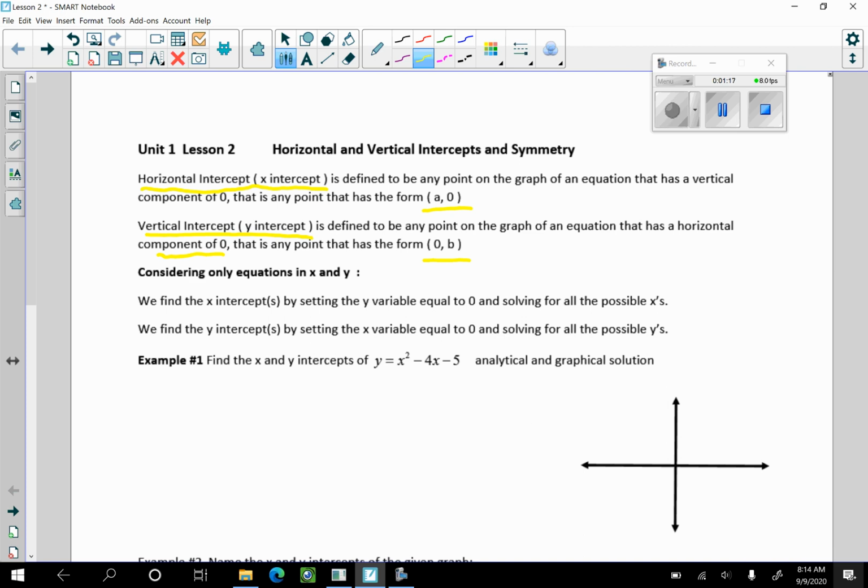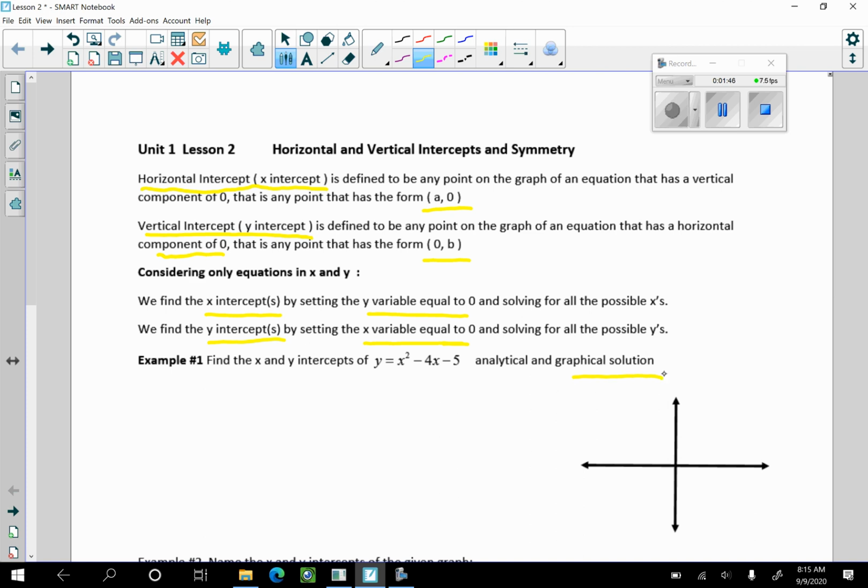Okay, considering only equations in x and y, we find the x-intercept by setting the y variable equal to 0. And we find the y-intercept by setting the x to 0. So x-intercept, y is 0; y-intercept, x is 0. So here we go. Example 1, find the x and y-intercepts of this quadratic, y equals x squared minus 4x minus 5, analytically, and then we're going to show the graphical solution.